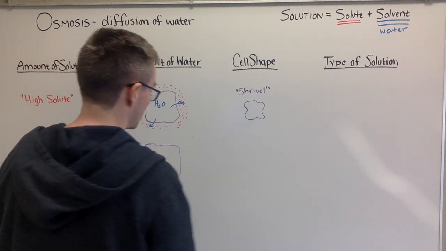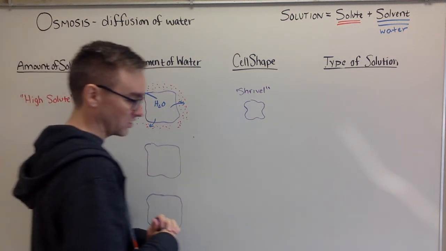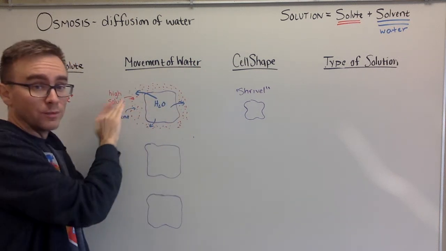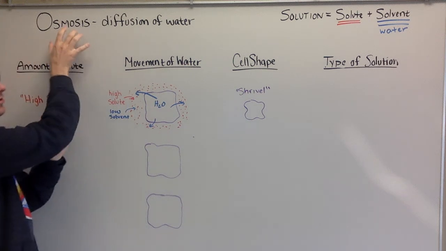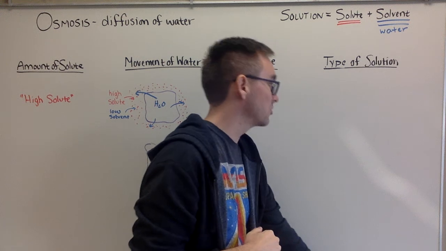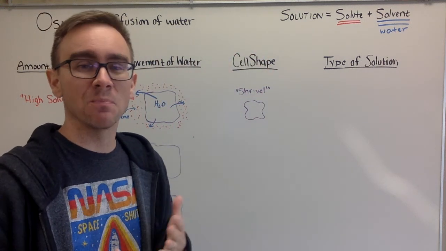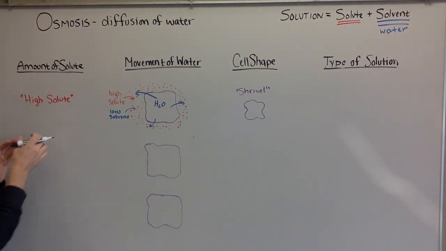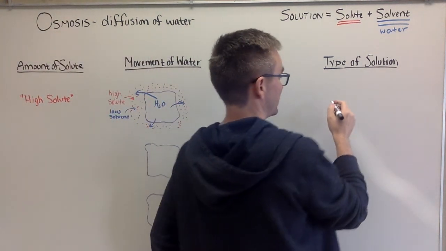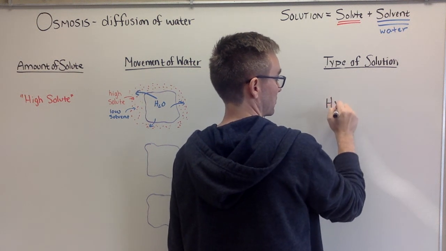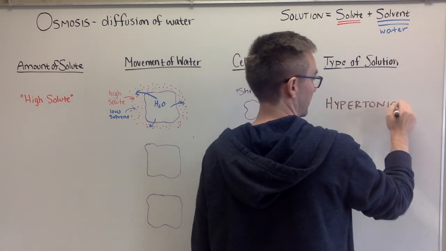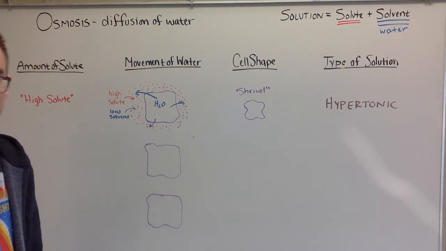This type of solution, where there's high solute on the outside, causes the water to go out. Remember, that solute might be rushing into the cell, but we're talking about osmosis here, the diffusion of water, that solvent. If it causes the cell to shrink, this is what we call a hypertonic solution. Hyper meaning high, tonic meaning solution. So a high solute solution means a hypertonic solution, which results in the shrinking of a cell. That is a hypertonic solution.